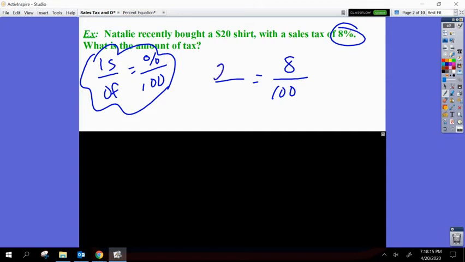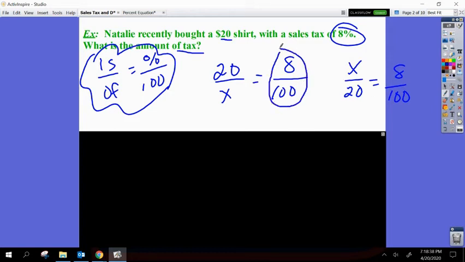Now 20. Is 20 my is, or is 20 my of? Is it in the top or is it in the bottom? Maybe you don't know, and that's okay. But right now, we know we're finding the amount of tax, and we also know the amount of tax is probably not going to be more than the cost of the shirt. That should help us, because in this ratio, the bigger number is on the bottom. So if we leave this open, we're going to get a number bigger than 20, and we don't want a tax that's bigger than the cost of the shirt. So this one's probably the one we want, with the smaller number, the tax, on top.